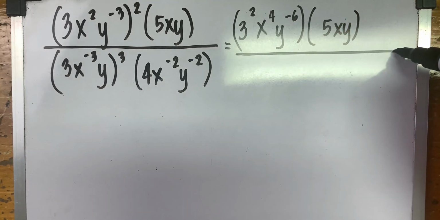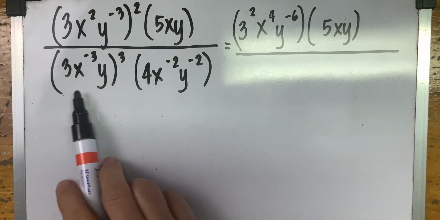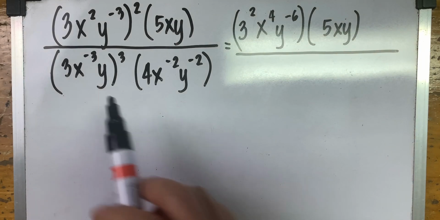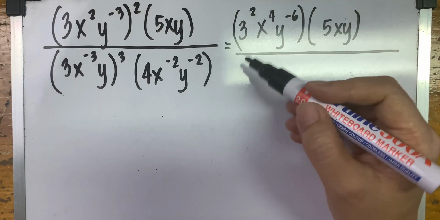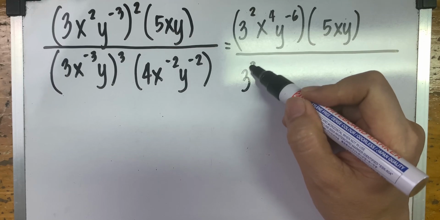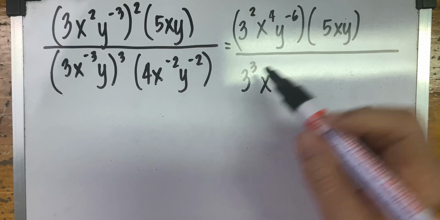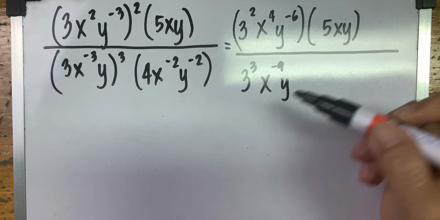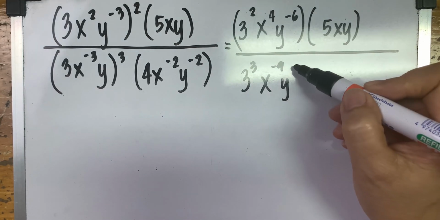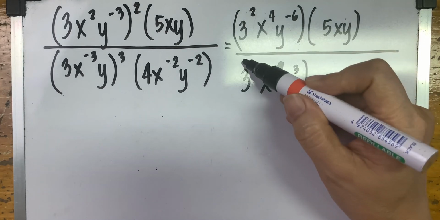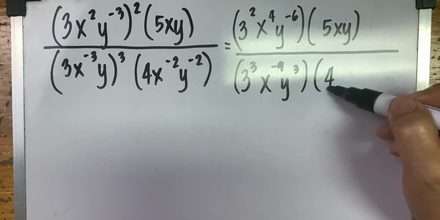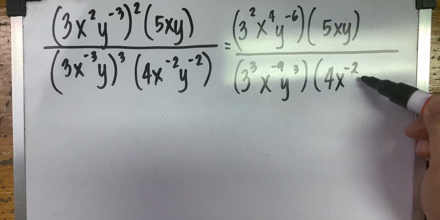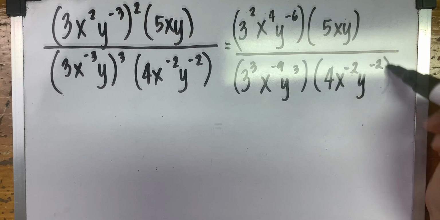All over, okay, again, i-erase natin lahat, numerical coefficient at variable sa power of 3. So this is 3 cube. X times negative 3 times 3 is negative 9. And for y, 1 times 3 is 3. Multiply natin siya sa 4x negative 2 at y negative 2.